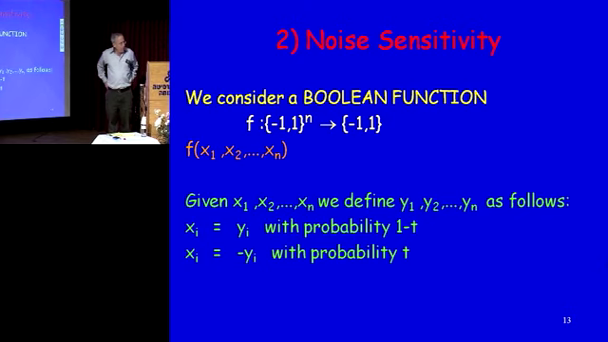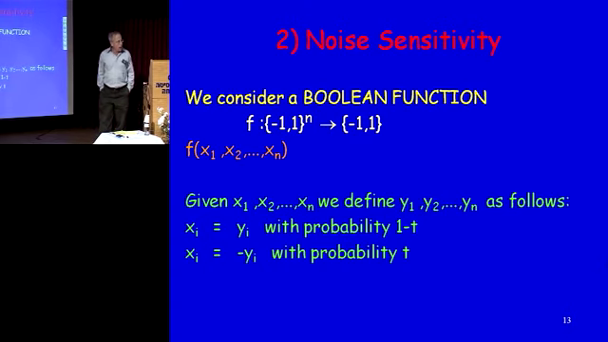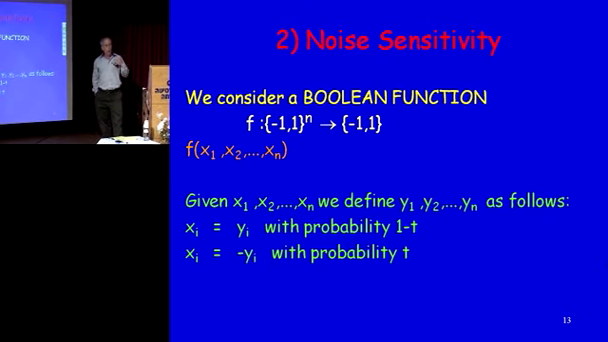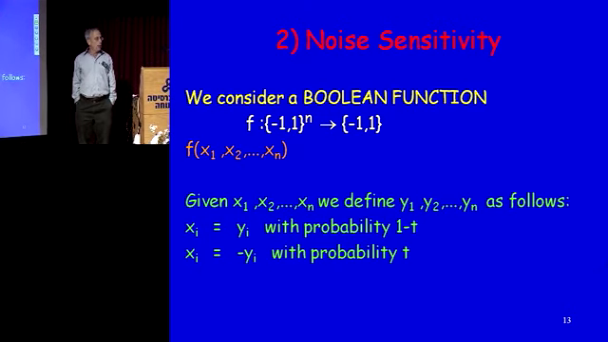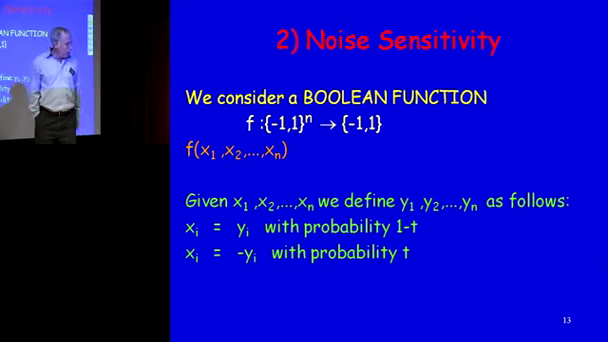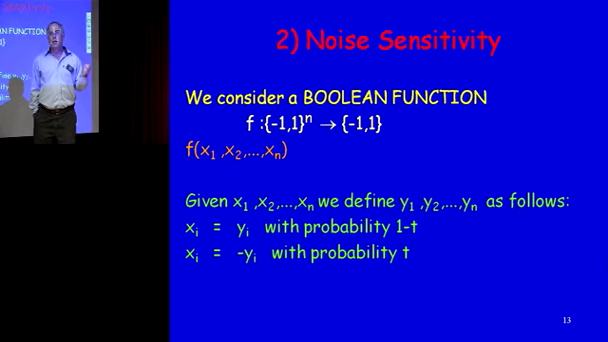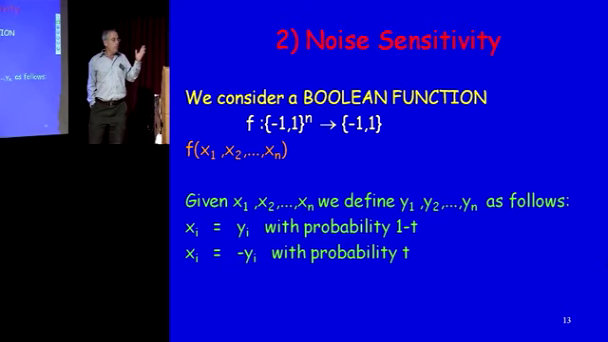Again, we consider a Boolean function, and here we consider the following situation. It's not so far away from influence, but this time we look at the variables x1 up to xn, and then we look at a new set of variables y1 up to yn, where xi is equal to yi with probability 1 minus t, and xi is equal to minus yi with probability t. You can think of it as an election: the voters voted, and when we count the votes, there is a mistake with small probability t. This probability is not as small as 1 over n, in which case this would more or less be the influence, but it's some constant probability.